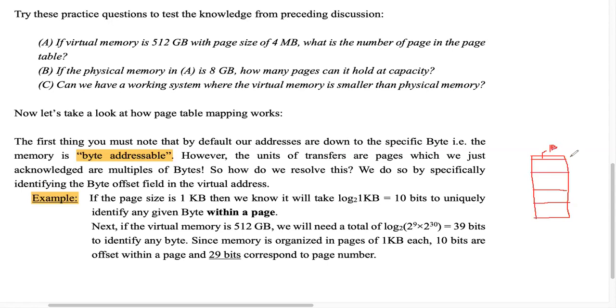and this entire size is 1 KB in this example. So in this entire memory space of 512 GB, you have 39 bits, 0 till 38. To locate any given byte, you have to find the page number first. You have to find which page that byte is located in, first of all. So how do we do that?